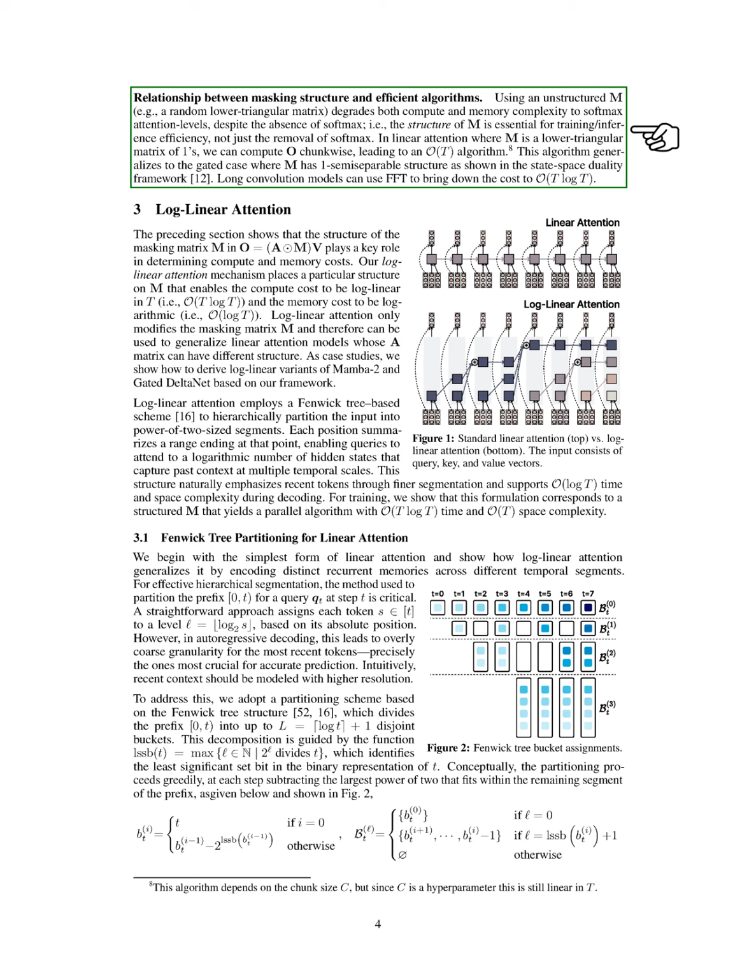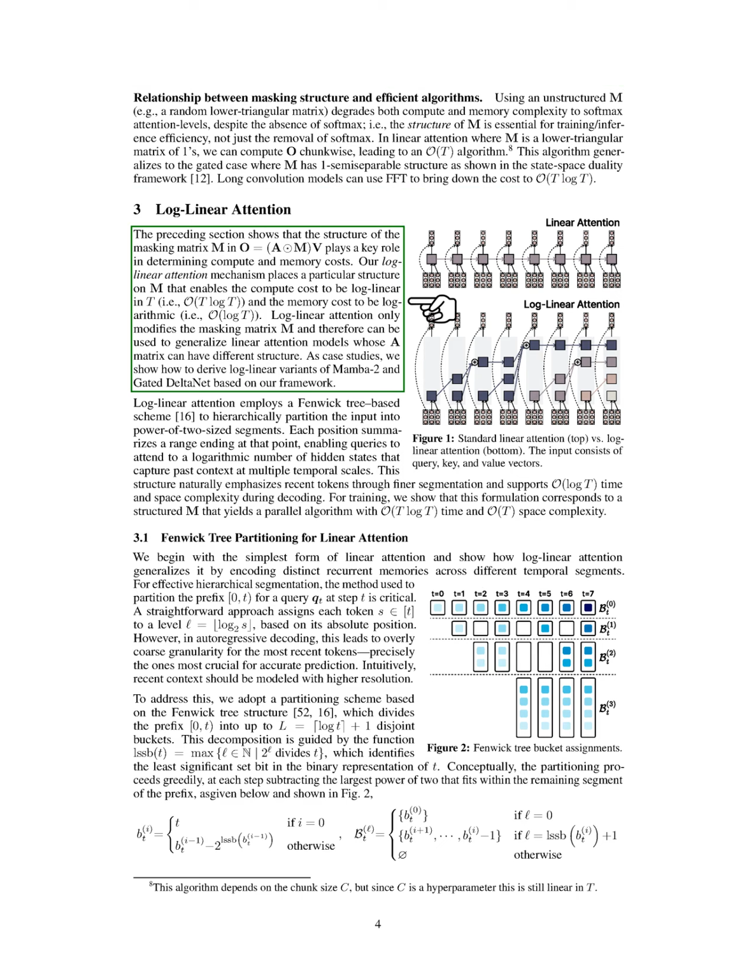Our log linear attention mechanism introduces a specific structure to the masking matrix, allowing for logarithmic compute and memory costs. This approach modifies only the masking matrix, enabling us to generalize linear attention models with different structures. We demonstrate how to derive log linear variants of existing models based on our framework.